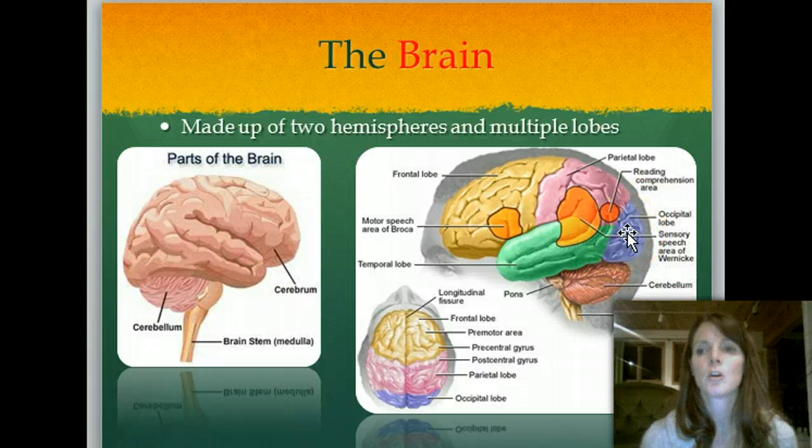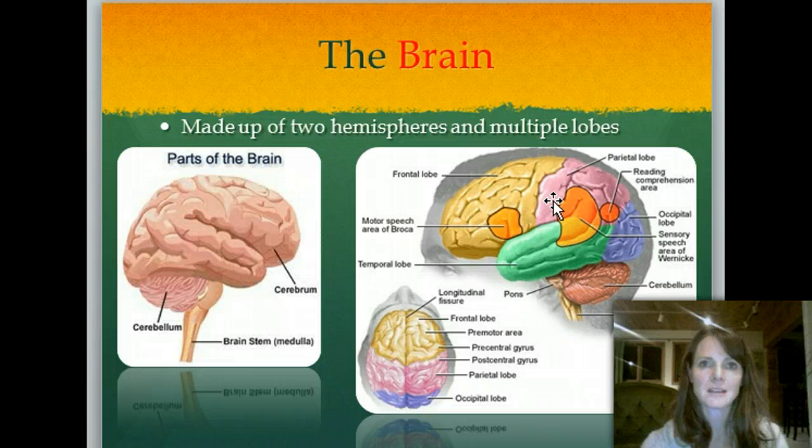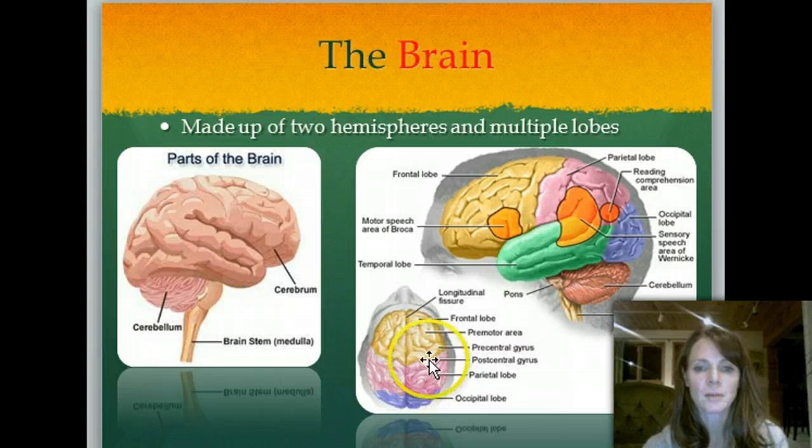All these different lobes are basically different ways to divvy up the brain so that it's so specific what each part does. It gives everybody a better idea of what happens where when you have all these different names for the things, okay? So here's how you can see it, the two hemispheres, okay? The right and the left hemisphere and all the different lobes here.